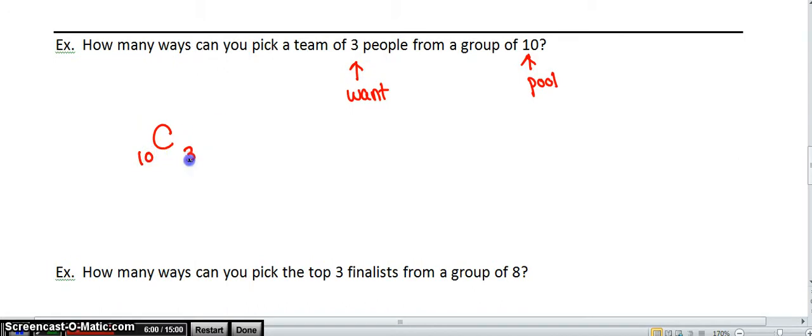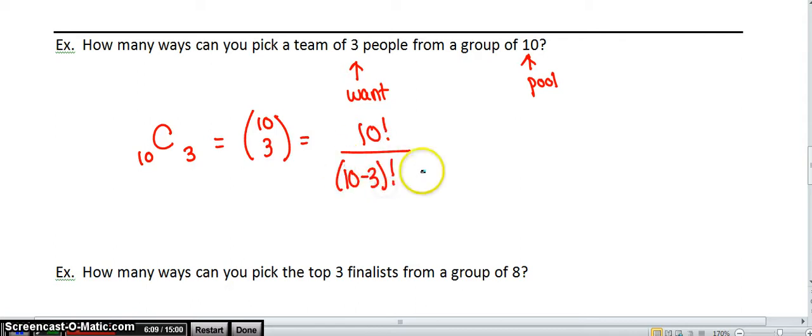So you can set this up in different ways. You can say it's 10 choose 3. You can write out the formula, which would be 10 factorial over 10 minus 3 factorial, divided by the repetitions of arranging those 3 people. And you could go ahead and compute that out, and this would be 7 factorial. You can cancel things out.